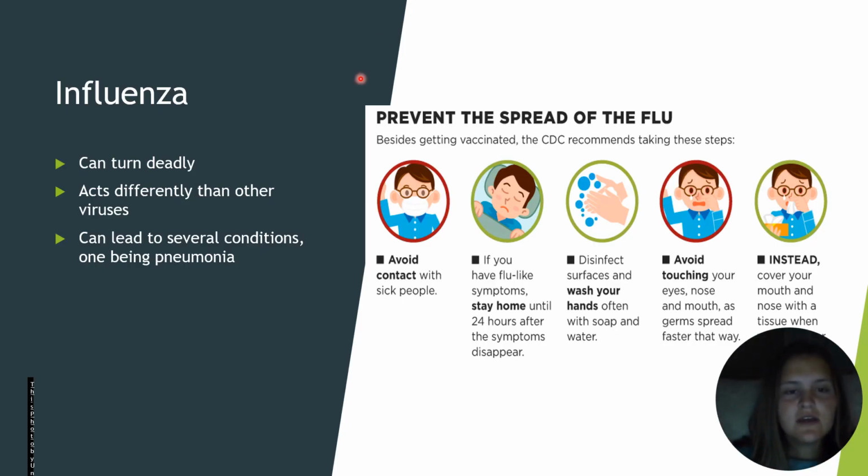Okay, so the next one is influenza, also known as the flu. This usually occurs yearly. People are more susceptible to get this during the time it's most prominent, so different seasons such as fall or winter. It can turn deadly if it gets out of hand, and usually it acts differently than other viruses. You have different strains of the flu. It can lead to several conditions, one being pneumonia. Usually people in healthcare, if they have the flu, you can see them having pneumonia because they're immunocompromised.